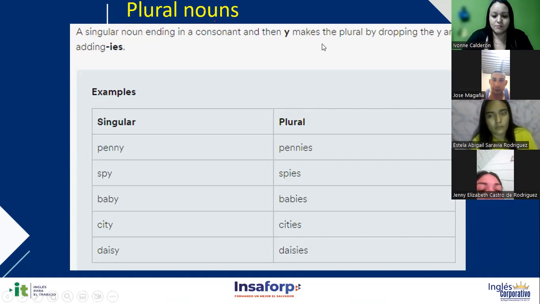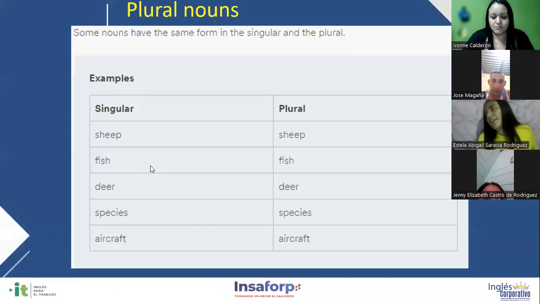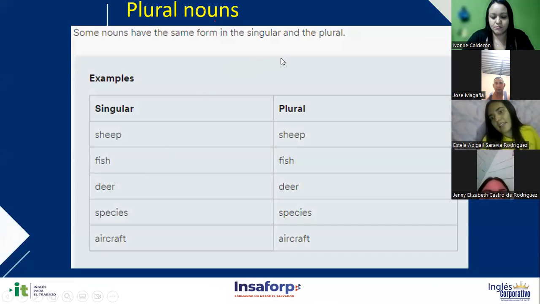Vamos a eliminar la Y y le vamos a agregar la I. So aquí termina en I-E-S, right? For example, penny, centavo. The plural of penny, pennies. Espía, spy, spies. Baby, babies. City, cities. Daisy, que es Margarita, right? Margarita, daisies. Okay? Good. And here we have some forms that are irregular.